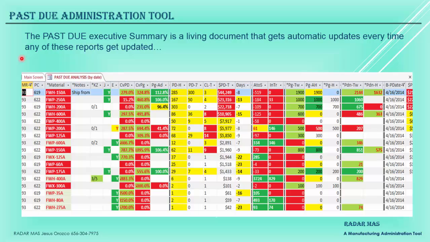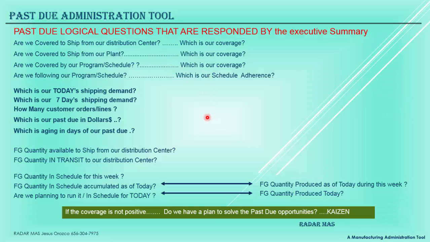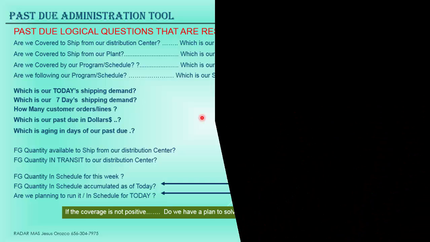The past due executive summary is a living document that gets automatic updates every time any of these reports get updated: the production report, the production schedule, confirmed production coming out of our ERP system, the follow-up notes to every single row, and the Kaizen opportunities created to resolve the issues. These are the logical questions that are responded by our executive summary. We can go and look for every single one of them.